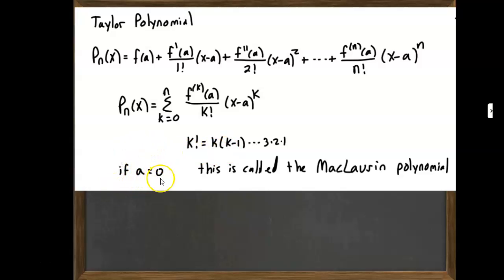If our pivot point is 0, so if we take away the a and just make it x to the k, then this whole thing is called a Maclaurin polynomial.